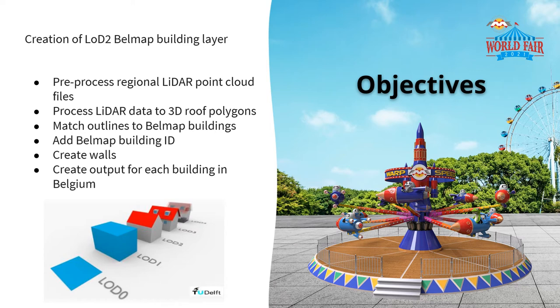Let's go quickly over the methodology. First, we do some pre-processing on the point cloud data. Then, we use a specific tool to extract the 3D roof polygons from the LiDAR data. The outlines of the roof polygons are then matched to our Belmap building footprints, and at the same time, heavy geometrical corrections are performed. Also, the Belmap ID is added so it can be linked to our other Belmap components. Walls are added and an output in a specific format is created so we can visualize and use the LOD 2 model of each building in Belgium.